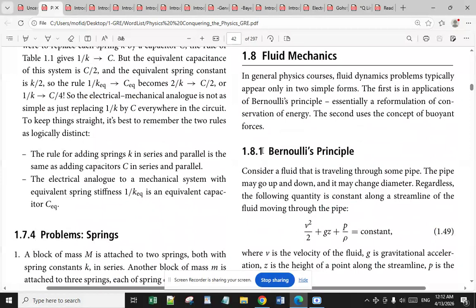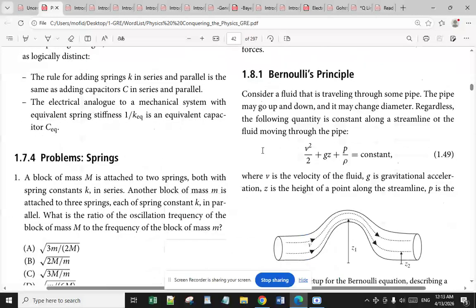1.8.1 Bernoulli's principle: consider a fluid that is traveling through some pipe. The pipe may go up and down and it may change diameter. Regardless, the following quantity is constant along a streamline of the fluid moving through the pipe: v squared divided by 2 plus gz plus P divided by rho is equal to a constant, equation 1.49, where v is the velocity of the fluid.